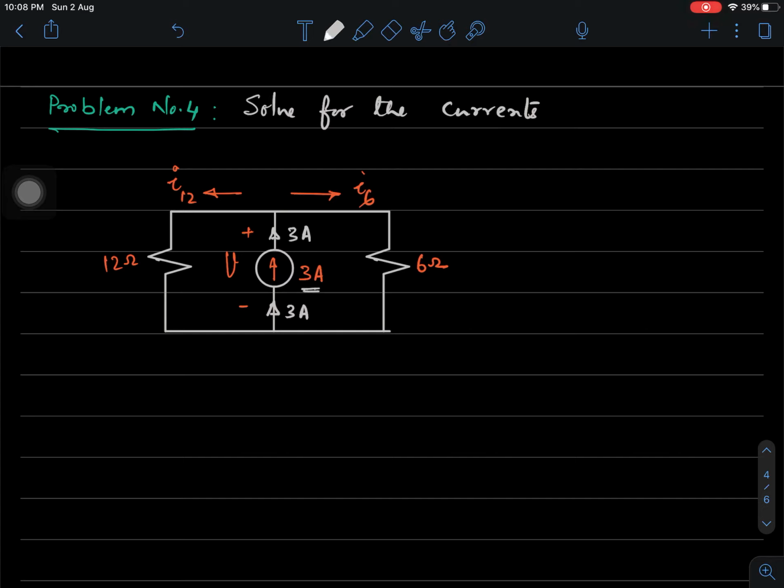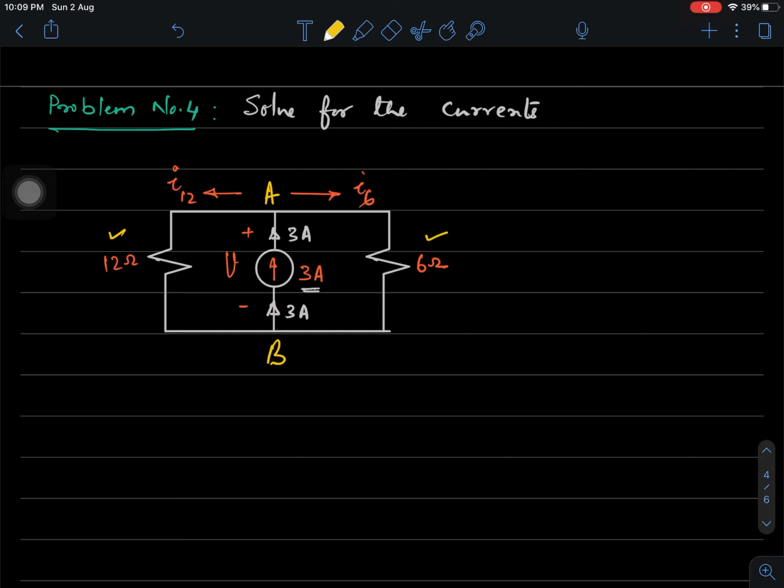The current 3 amperes comes to this point. I will call this junction or node A, this is node B. 3 amperes from the source comes to node A, and to come back to B, it has 2 alternate paths. One, it can go via 6 ohms and it can go via 12 ohms, and those 2 currents we have indicated as I6 and I12 respectively, and the same 2 currents will recombine at B and it becomes 3 amperes and gets back to the source.